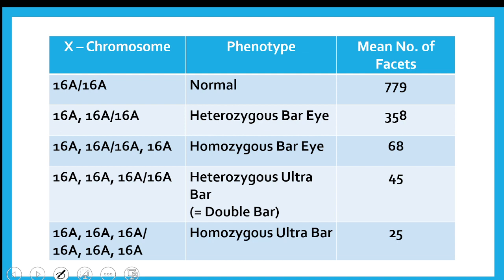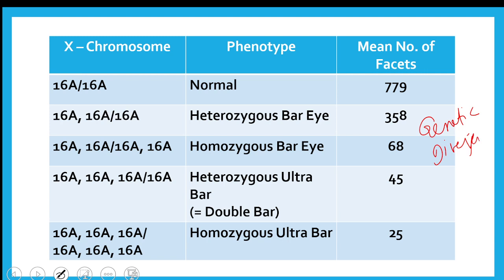So this is how duplication results in a number of phenotypic expressions in Drosophila. But here there is a change in the phenotype due to duplication. We call this genetic divergence.